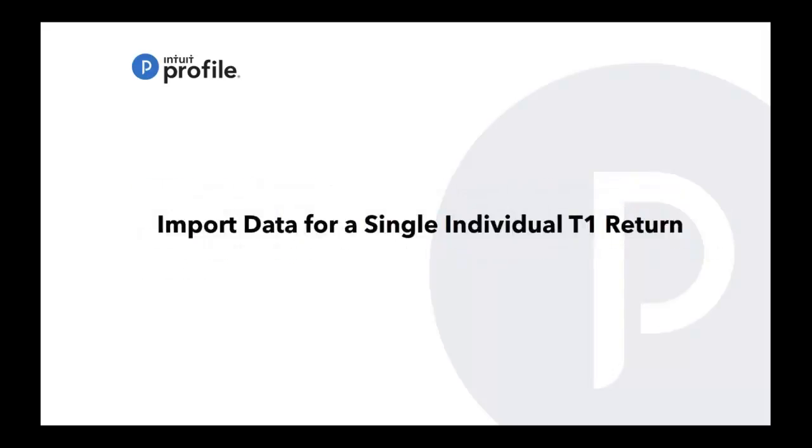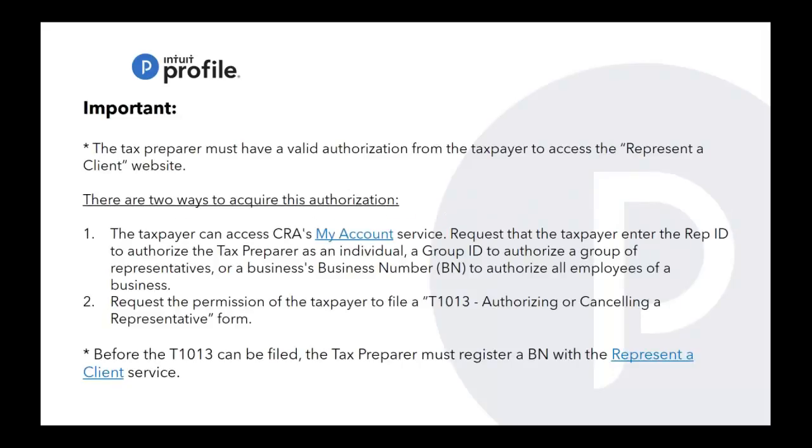Okay. So, import data for single individual T1 returns. Important notes: you must have a valid authorization from the taxpayer to represent a client. To do this, you would access the Represent a Client website, and to get authorization, there's two ways you can do this. You can go into the CRA's My Account, log in there, and request that a taxpayer enter the rep ID to authorize the taxpayer as an individual, a group ID to authorize a group of representatives, or business number (BN) to authorize all employees of a business.